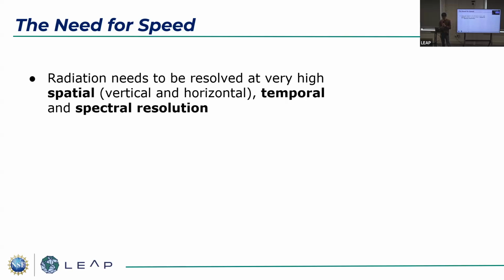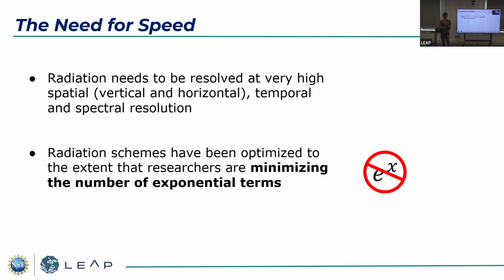And not to mention the temporal resolution: every time step, you'll try and resolve your radiation. And finally, spectral resolution as well, because you have long wave, short wave, and more than that, you will probably want to split the whole atmosphere into multiple bands. So you will be calling the radiation scheme millions, I don't know, trillions of times. So you really, really need it to be fast.